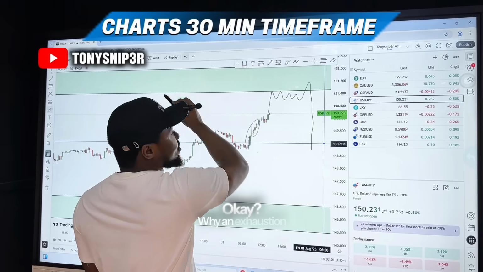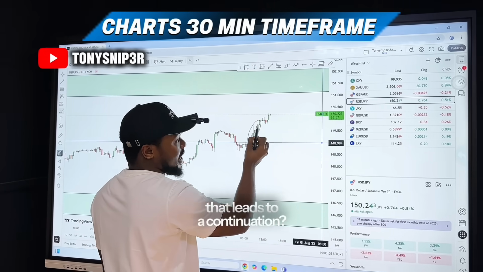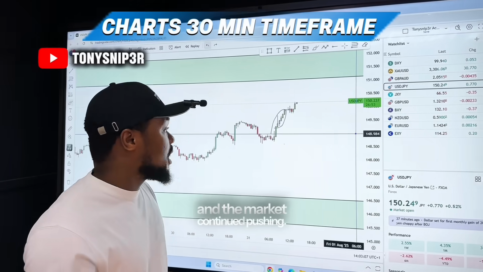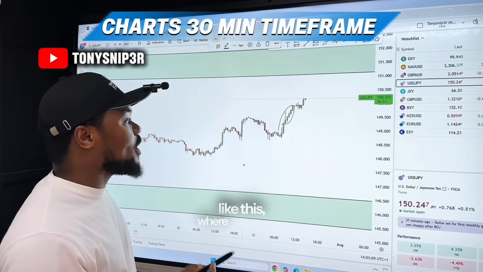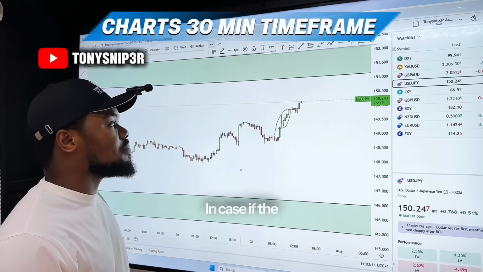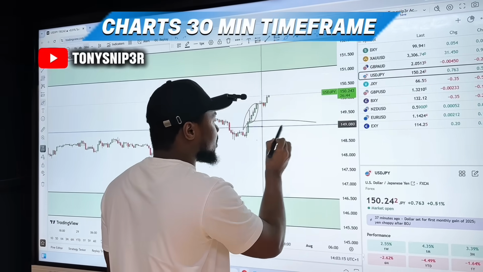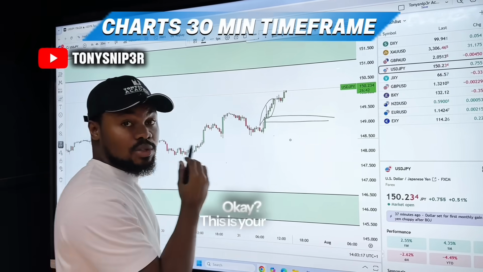Okay, why is an exhaustion that leads to a continuation, an exhaustion like this? Because the market was exhausted and the market continued pushing. Now in a situation like this, where do you want to pay attention to in case the market comes back, and you want to buy? Below the exhaustion here. Okay, this is your 30 minutes time frame.